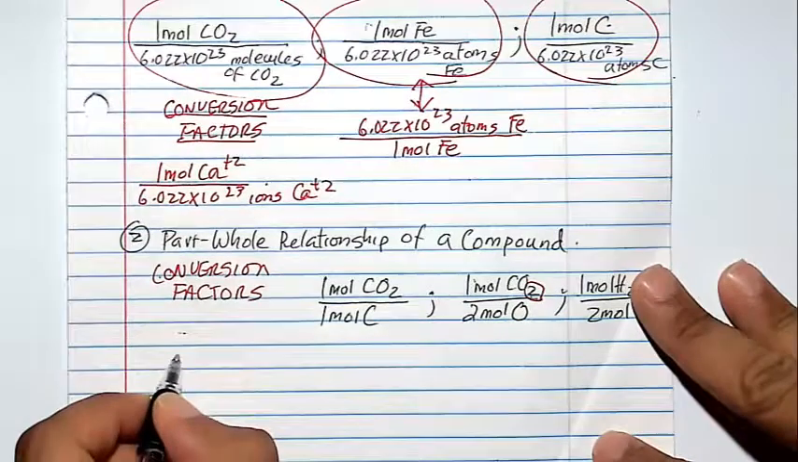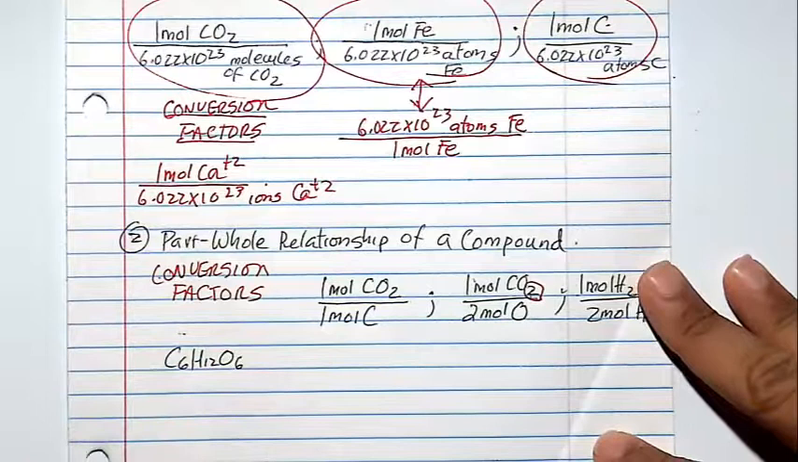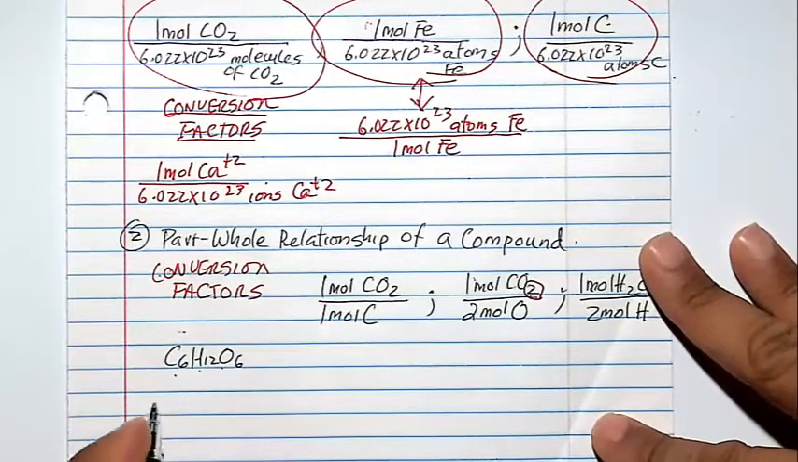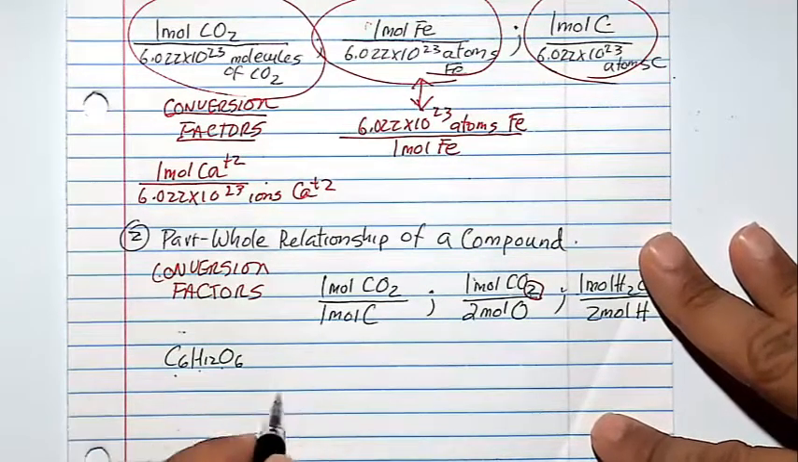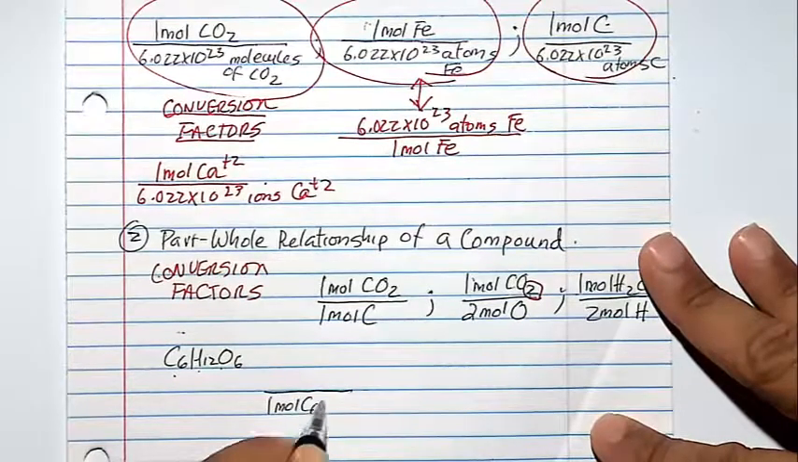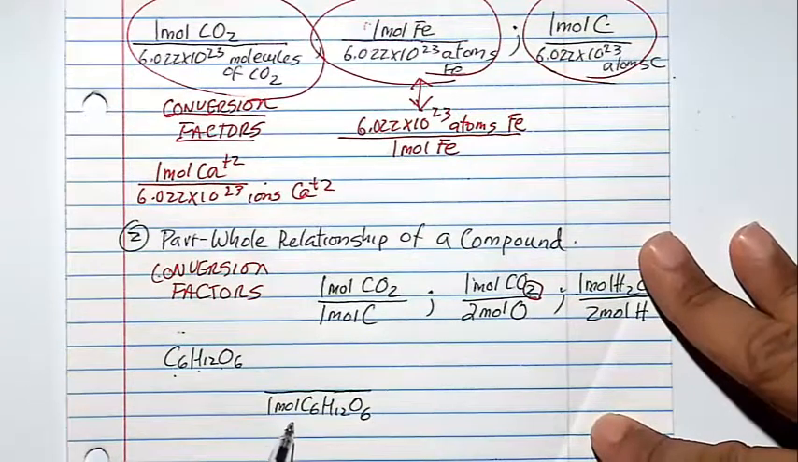Glucose has this structure, C6H12O6. So it's a purely covalent compound. Carbon and hydrogen and oxygen are all nonmetals. So what are the ratios that can be determined from here? So here I'll just have 1 mole of C6H12O6 in the denominator, knowing that I could also put it in the numerator.